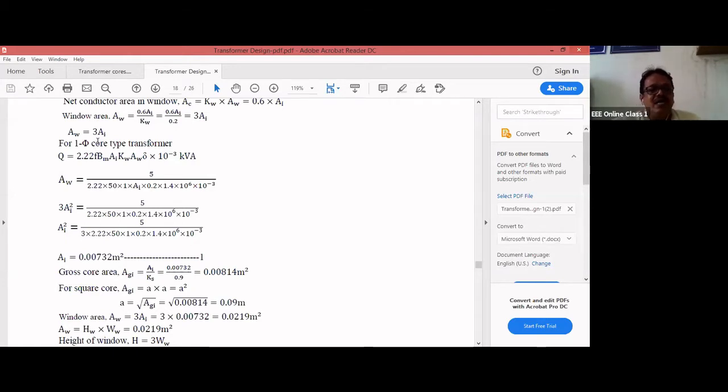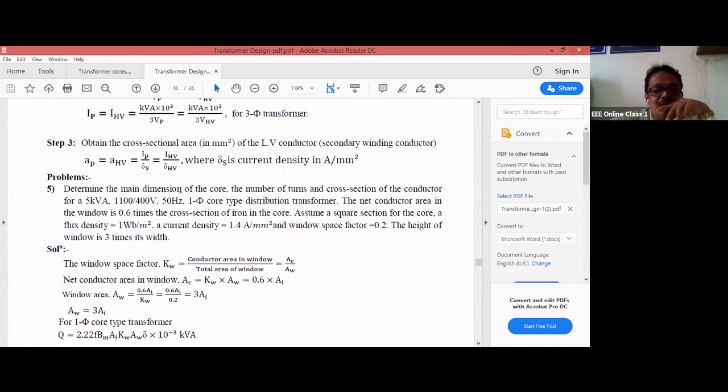So once you find out AI, what can I find out? I can find out the area of the window. Area of the window is nothing but height of the window into depth of the window. Okay. Now, first I have to find out the dimension of the core.